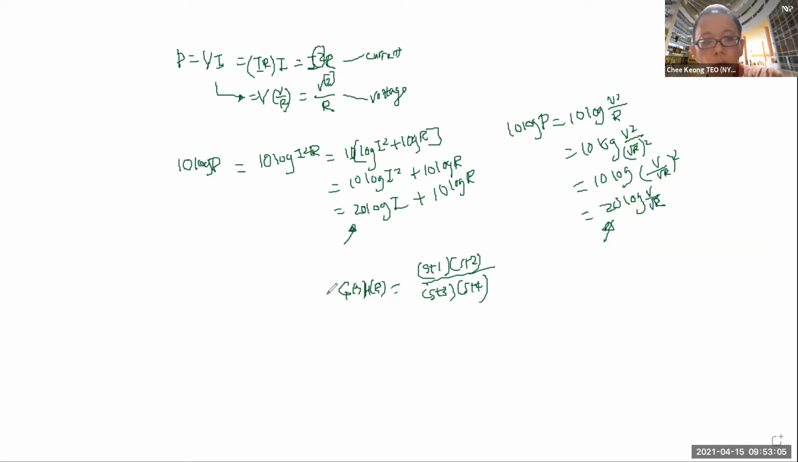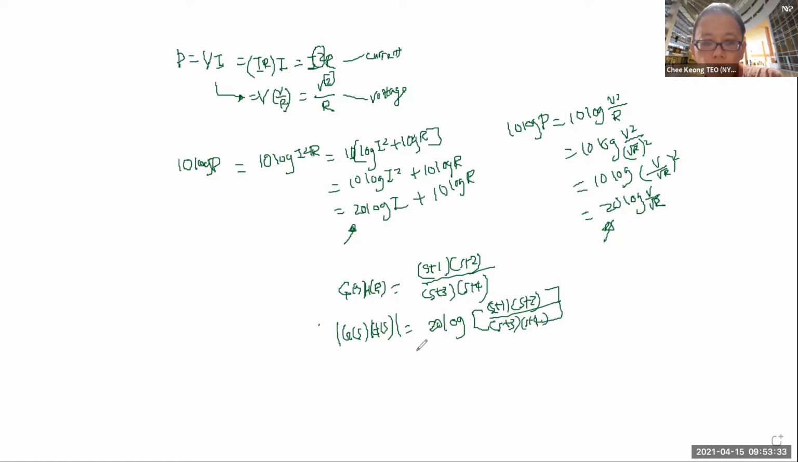So for the magnitude, I would say the magnitude of G of S, H of S will be equal to 20 log of S plus 1, S plus 2, over S plus 3, S plus 4. Now, what is 20 log of this whole expression?